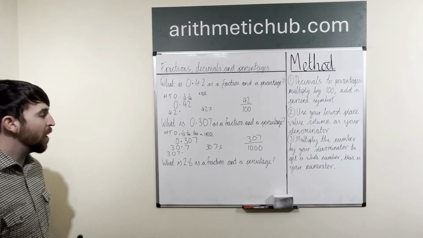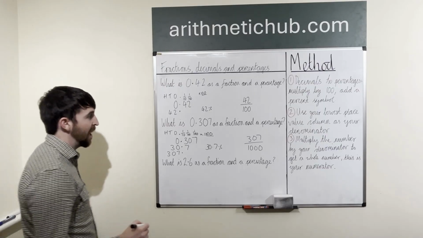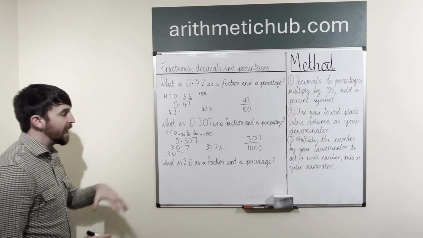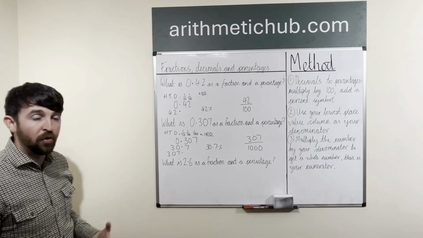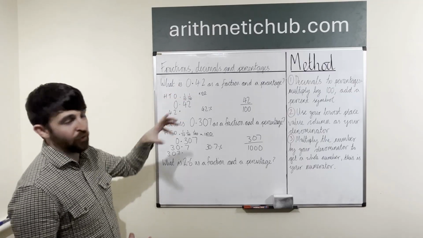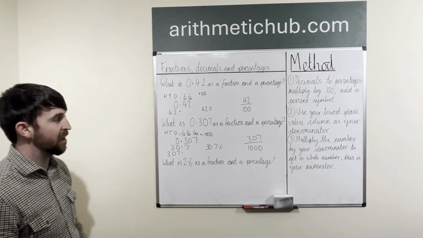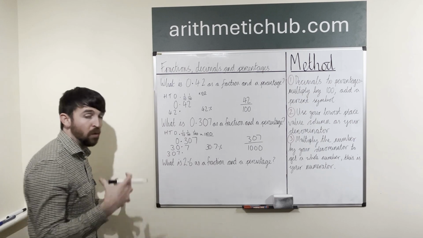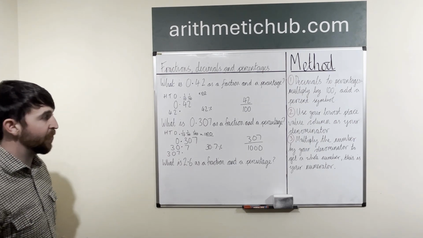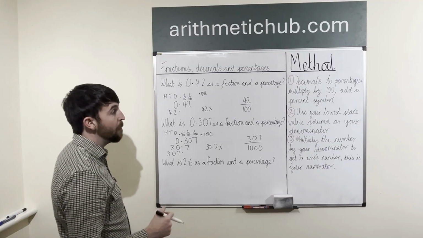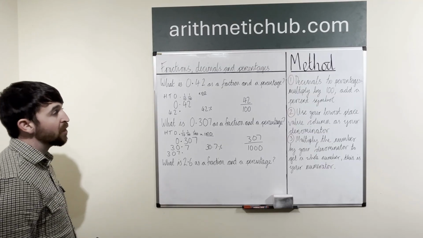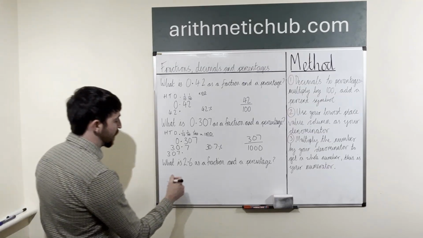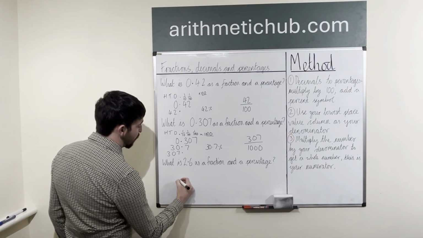Now this one, what is 2.6 as a fraction and a percentage? Here we've got more than 1, haven't we? We had 0.42, so it was less than 1, and 0.307, so it was less than 1. But here, it's more than 1. 2 wholes and 6 tenths for 2.6. But our method is still going to stay the same. So we're multiplying by 100, and we're adding a percentage symbol, okay?